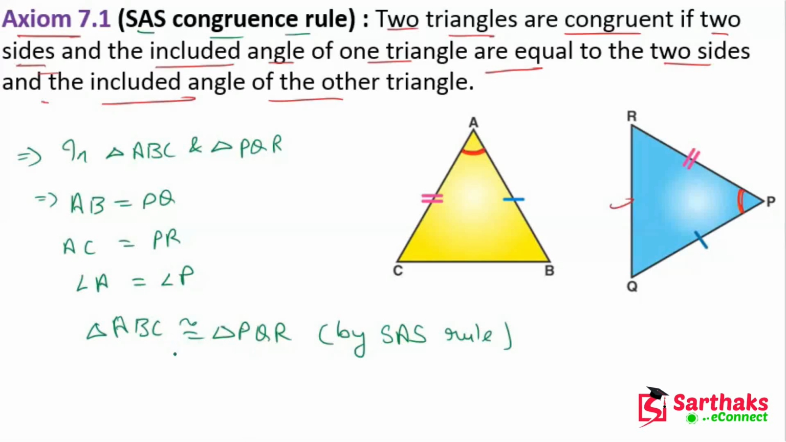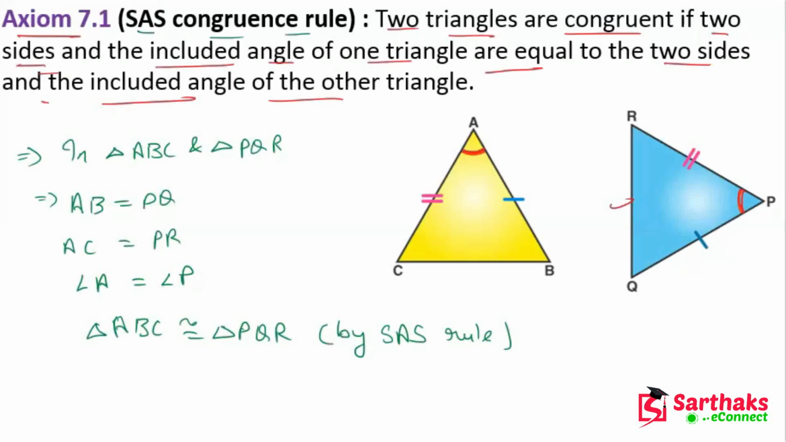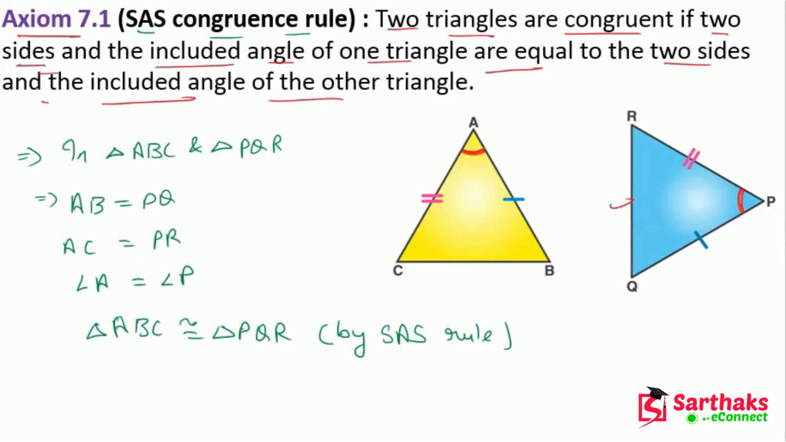Now by using CPCT we can say that BC is equal to QR, and the rest of the corresponding angles are equal because of CPCT. Angle A is equal to angle P, which is given. Now angle B is equal to angle Q, and angle C is equal to angle R.